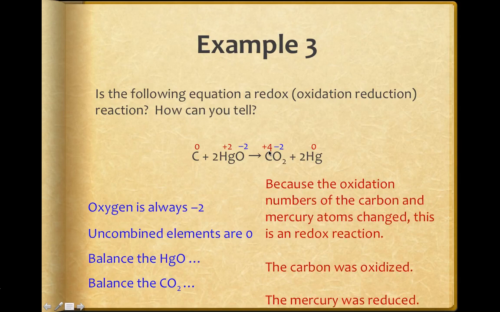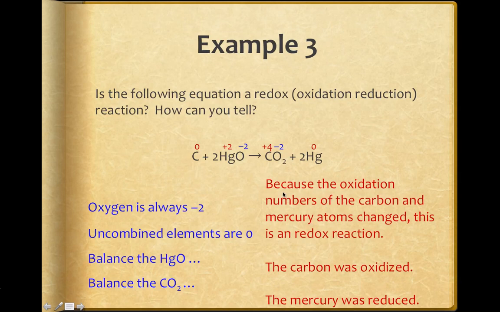Okay? Well, because the oxidation numbers of the carbon and mercury changed, look, mercury was a +2. You go to the other side of the equation, mercury is a 0. Whoa, mercury changed oxidation numbers. Carbon went from a 0 to a +4. It changed oxidation numbers. Therefore, this is an oxidation reduction or just a redox reaction.